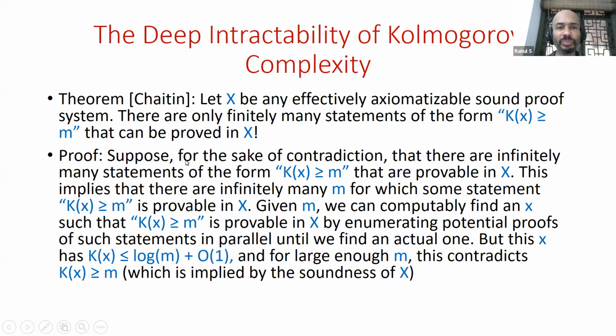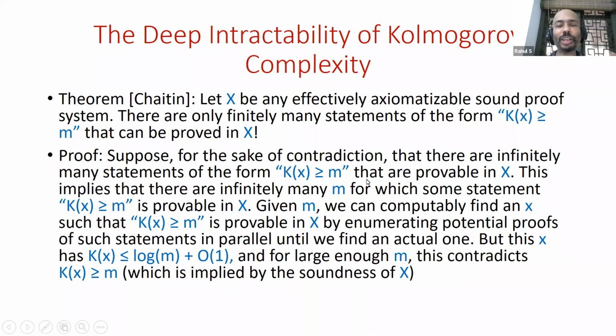Okay, so how does this argument go? Again, suppose for the sake of contradiction that there are infinitely many statements of the form K(x) is at least m that are provable in X. So this just means that for infinitely many x and m, the statement K(x) greater than or equal to m is provable in X.